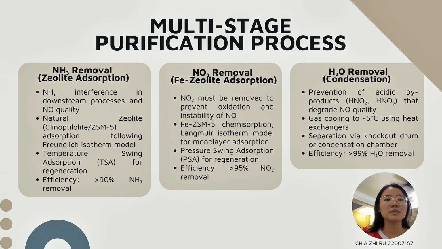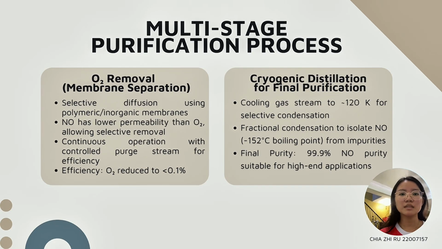Water is removed by cooling the gas to 5 degrees Celsius, causing condensation. A knockout drum separates liquid water, eliminating more than 99% of water and preventing acidic byproducts. Oxygen gas is separated using membrane filtration, where oxygen diffuses out while nitric oxide is retained, reducing oxygen to less than 0.1%. Finally, cryogenic distillation cools the gas to 120 Kelvin, using different boiling points to isolate nitric oxide at 99.9% purity. This multi-step process ensures high purity nitric oxide.